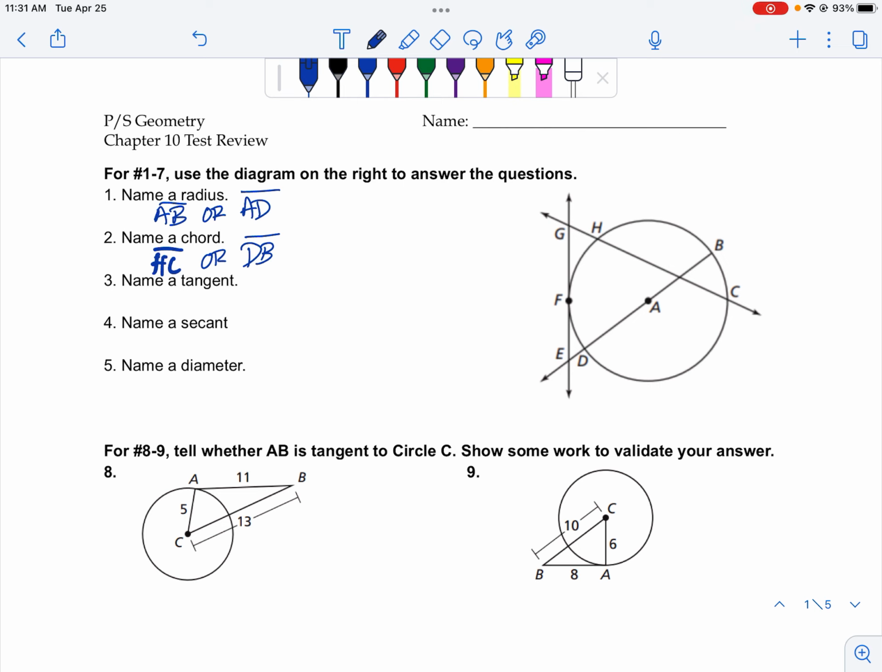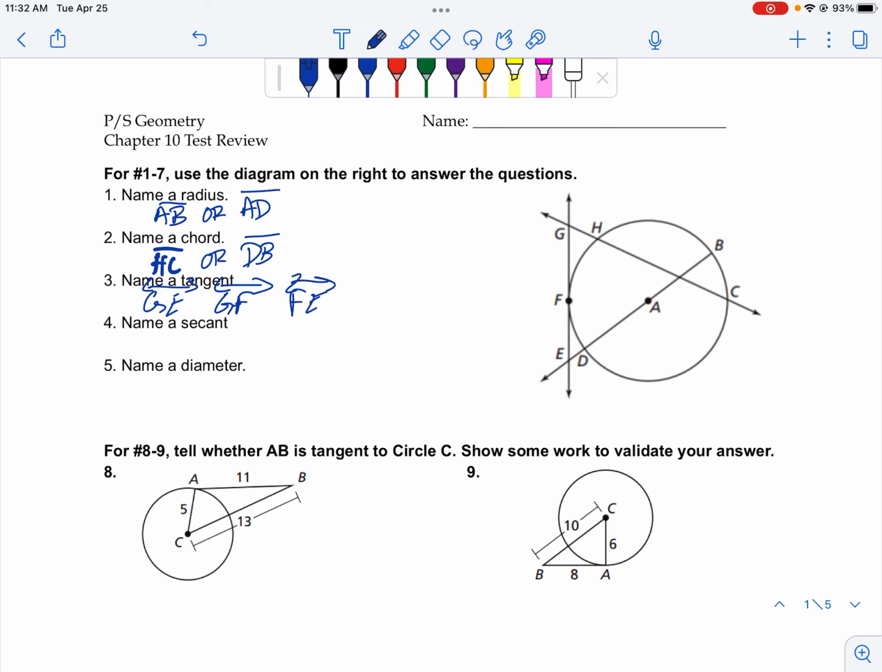Tangents just touch the circle. They meet at a point. They touch it at one point. All right, so you could say a lot of different combinations here. I could say GE, I could say GF, or EG or FG, or I could say FE. As long as these are lines, they have arrows going infinitely in both directions.